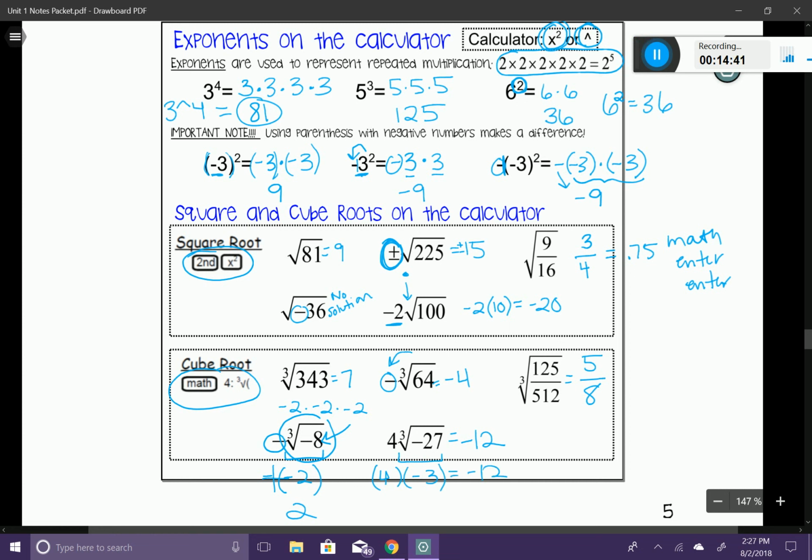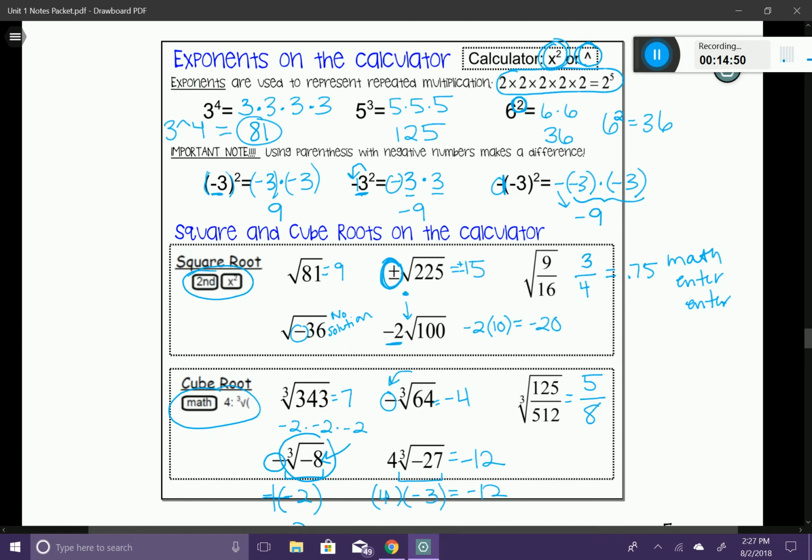So hopefully this was a good review of exponents and square and cube roots for you. And it probably was helpful to you to show you how to use these functions in the graphing calculator.